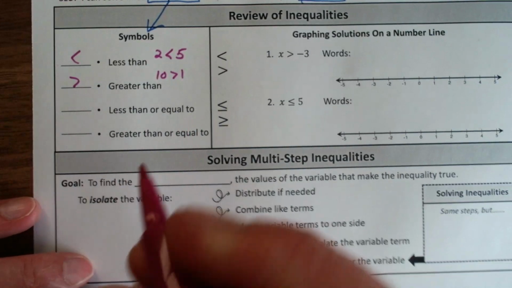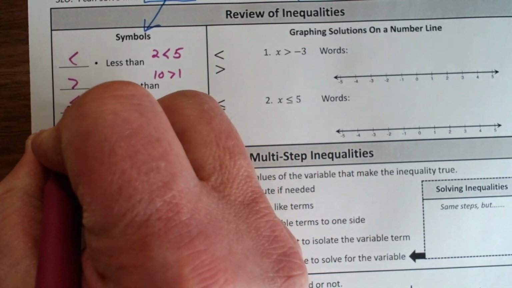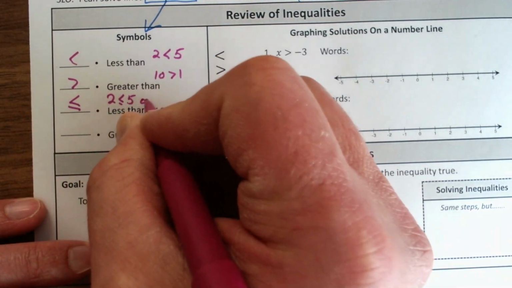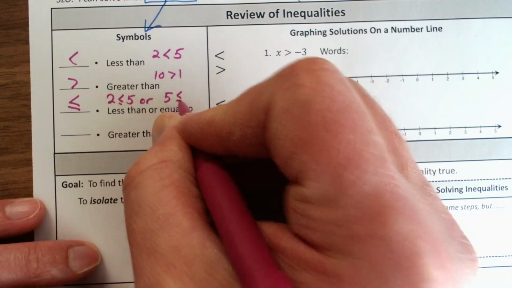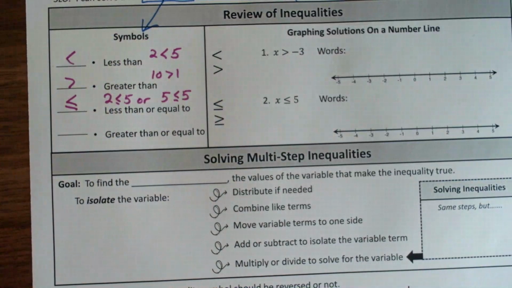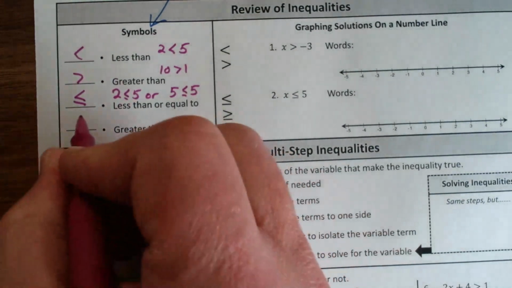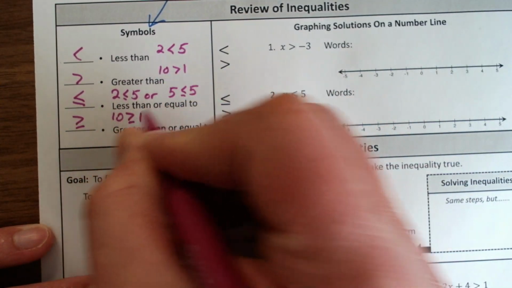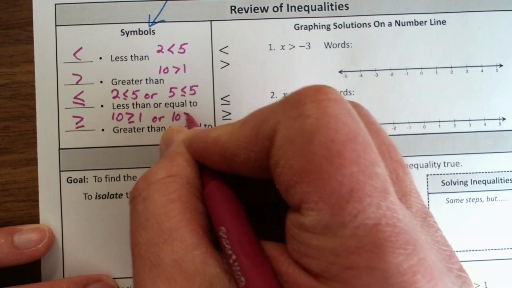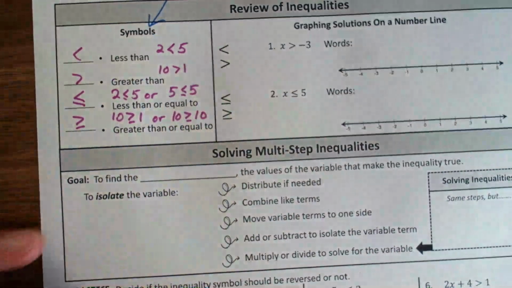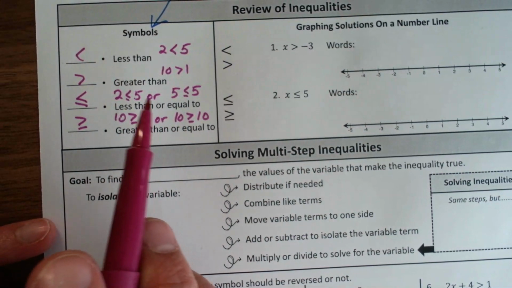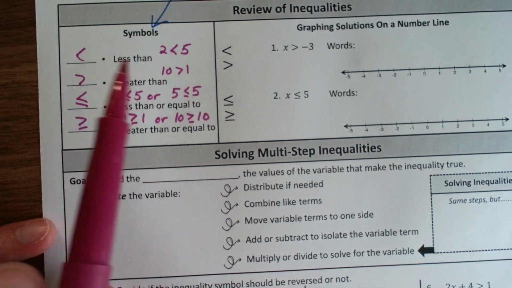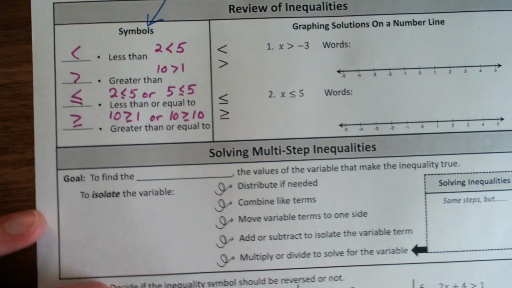The less than or equal to symbol means something like 2 is less than or equal to 5, or 5 is less than or equal to 5. So both of those things are true. The greater than or equal to sign is like saying 10 is greater than or equal to 1, or 10 is greater than or equal to 10. Both of those things are true. So they can either be less than or equal to, greater than or equal to, and in these ones, it is strictly less than, it is strictly greater than.